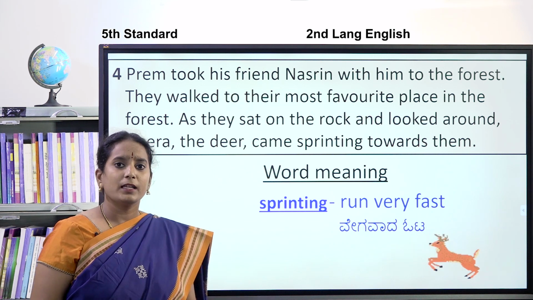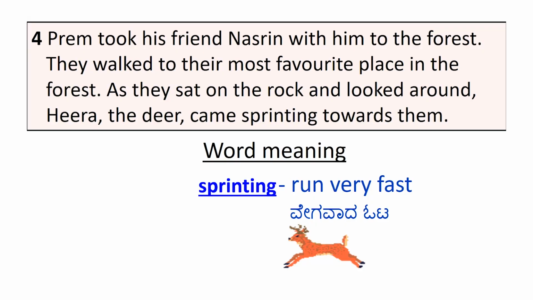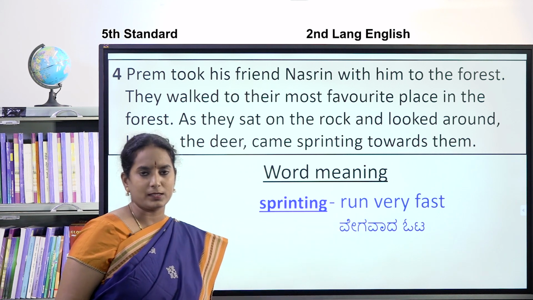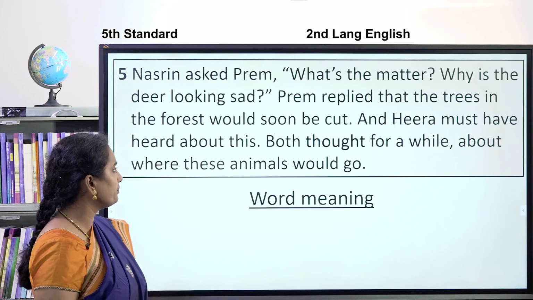ಸ್ಪ್ರಿಂಟಿಂಗ್. In the lesson, Hira came sprinting towards them. ಅಂದರೆ ವೇಗವಾದ ಓಟದಿಂದ ಆ ಜಿಂಕೆ ಅವರ ಹತ್ರ ಬಂತು. So, sprinting means run very fast. Let's move on to the next word.